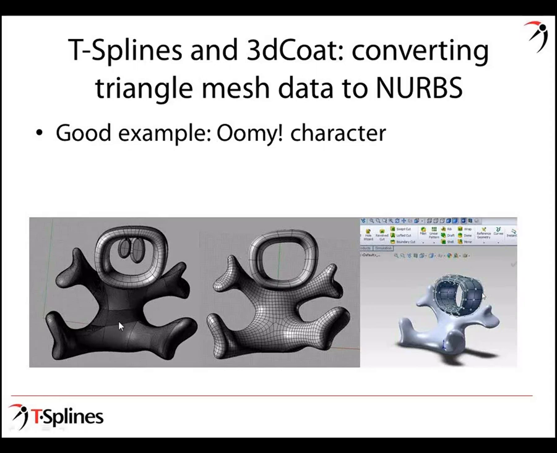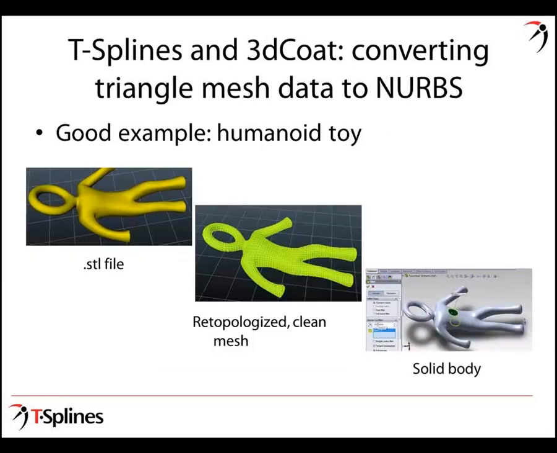So we had this dense NURBS model that we converted to a mesh, brought that through 3D Coat, and we were able to get a nice low-poly model that we converted to T-Splines, and then we were able to push that into T-Splines for SolidWorks and push and pull and work on that as a nice imported solid body.